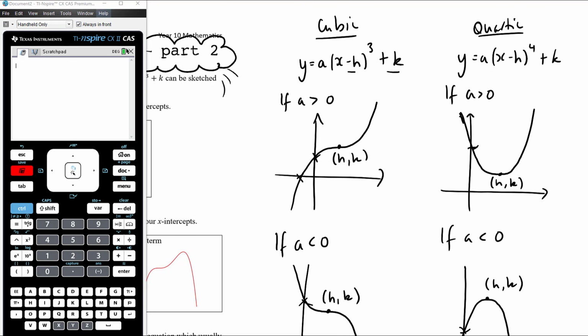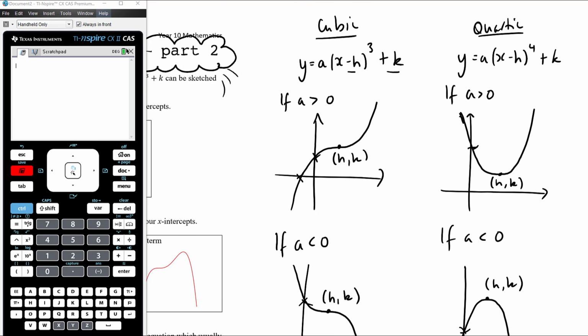Okay, so what we want to understand today is, unlike parabolas, where every single quadratic equation can be written in turning point form and every single quadratic equation looks like a parabola, always, cubics and quartics and higher degree polynomials have much more variation in what can happen.